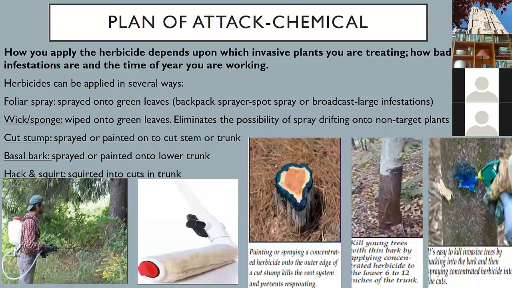The fourth picture in is basal bark. It's sprayed or painted onto the lower trunk. And the herbicide is concentrated to the lower 6 to 12 inches of the trunk. And the last method, the picture on the very right, is the hack and squirt, which is where the herbicide is squirted into the cuts in the trunk. So it's easy to kill invasive trees by hacking into the bark and then spraying the herbicide into those cuts.